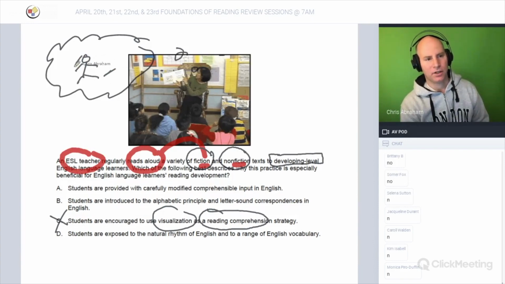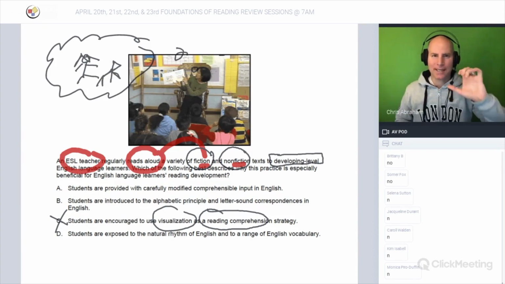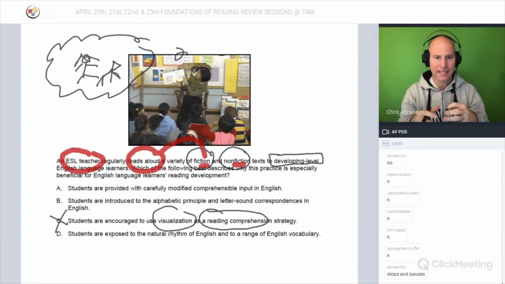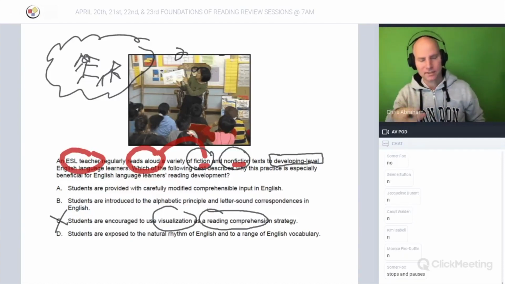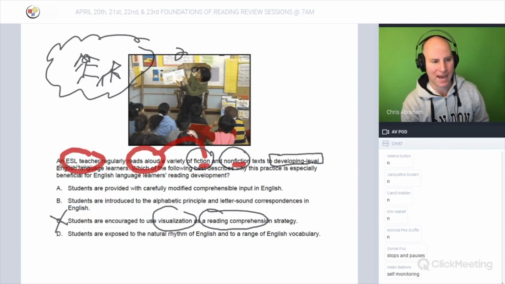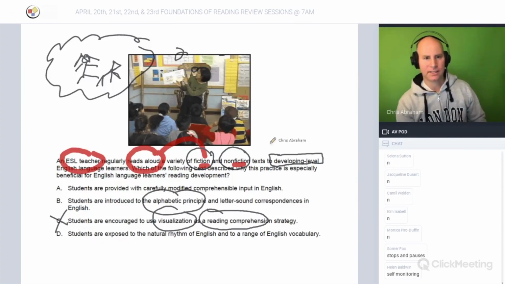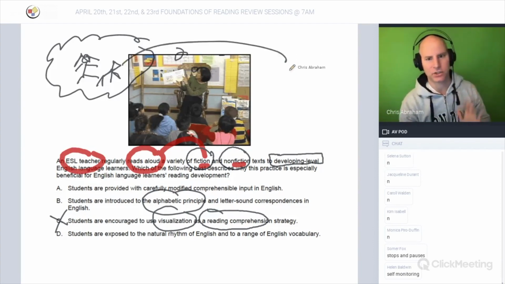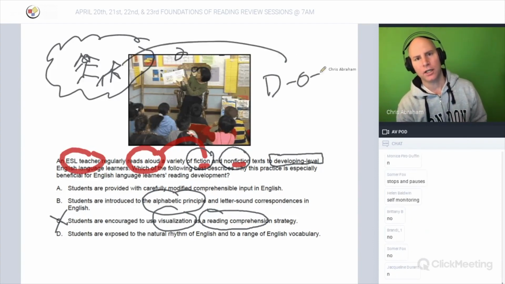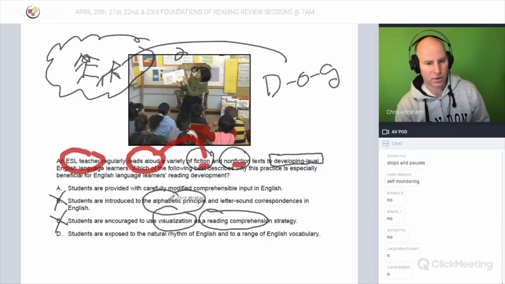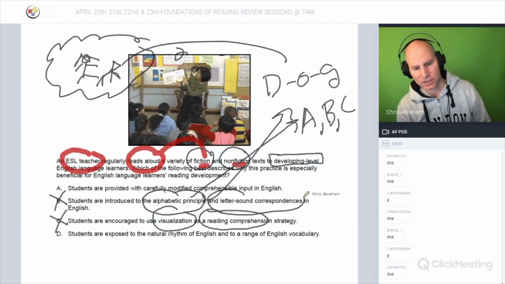This is a picture of a girl and her dog, terrible picture. It's a lot of stopping and elaborating and going back and reading. But that's not necessarily what's happening in this scenario. Is it alphabetic principle? Is the teacher stopping and saying dog, dog? No. So let's cross that out. And we're not doing this one right here.